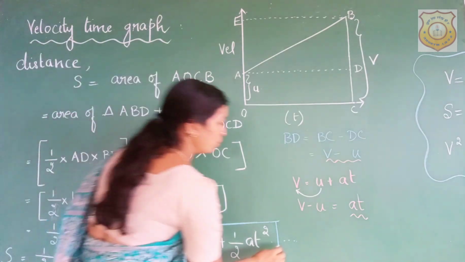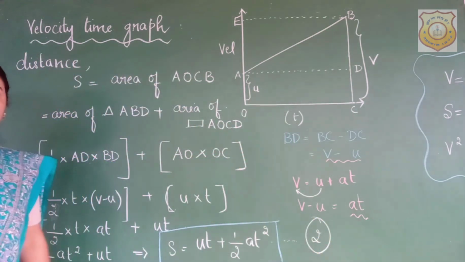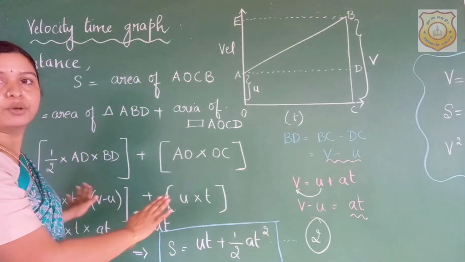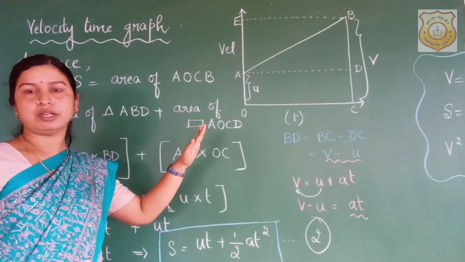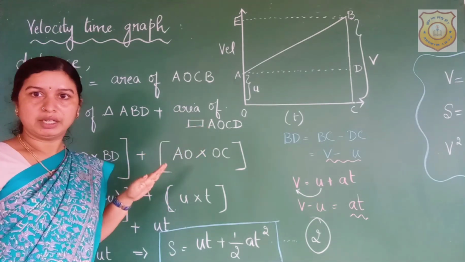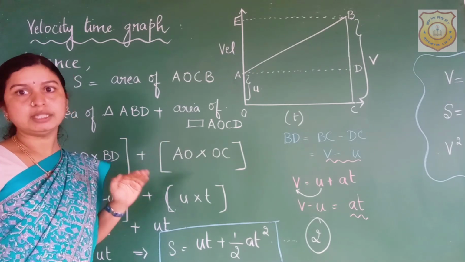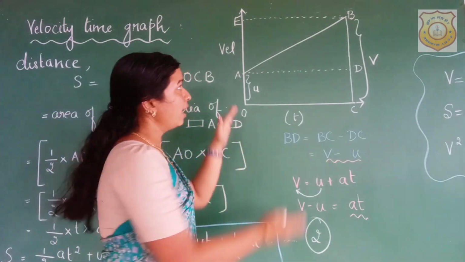And this is going to be our second equation of motion. Alright? So check all the substitutions here. Only after we derive the first equation, we will be able to derive the second equation. And all the three equations of motion, we are going to derive using this velocity time graph and the same figure.